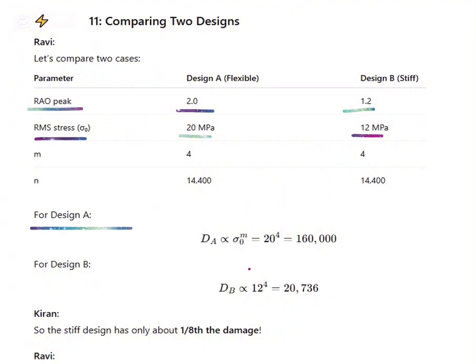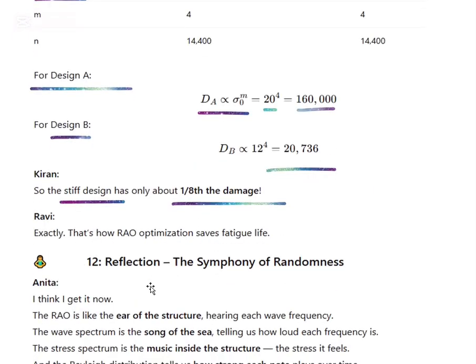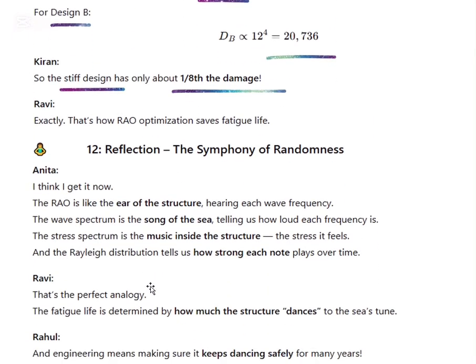For design A, the damage is proportional to the stress power m, so 20 power 4, which is 160,000. For design B, it's 20,000, so 1 by 8 damage. So the stiff design has only about 1 by 8 damage. So that's how RAO optimization saves fatigue life.